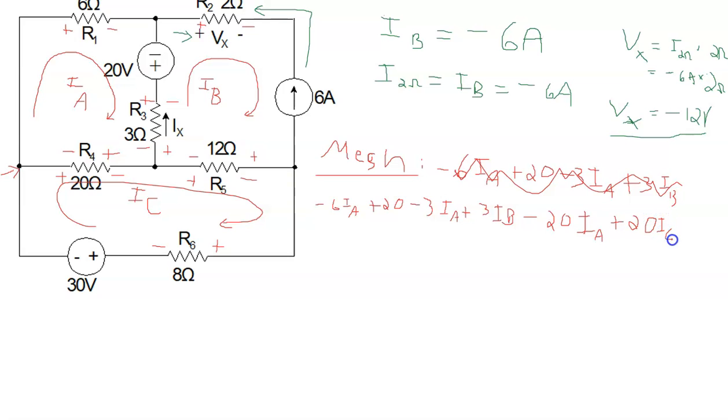That is why we do mesh analysis as a very set procedure, because of the similarities, and that makes it easy. But the reality is, from the direction of IA, we're going right to left across R4. So from the IA mesh side, it's a plus to a minus, which is a drop, so -20 IA. From the IC side, with respect to IA, it's a negative to a positive, so that's plus 20 IC.